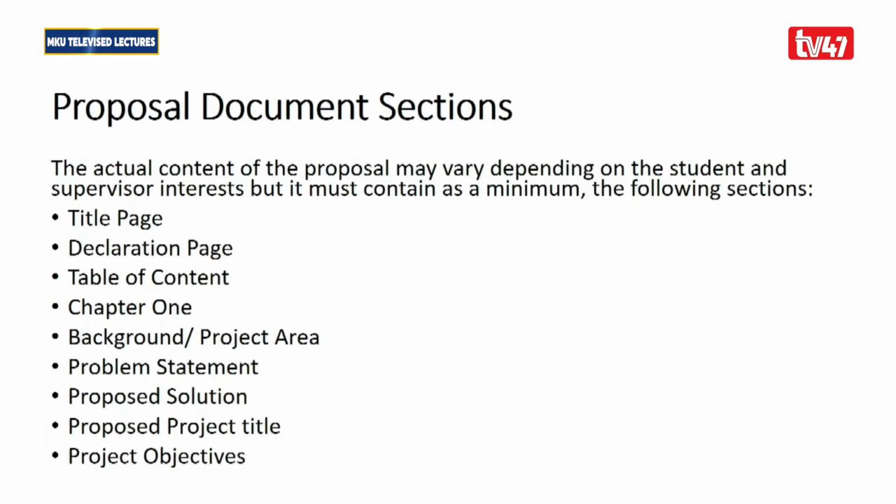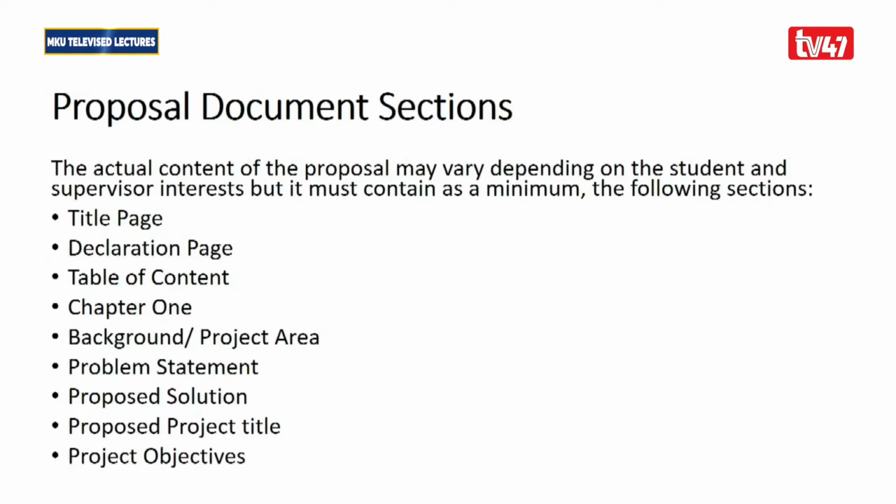Now, let's look at the proposal document main sections. Now, the actual content of the proposal may vary depending on the student's and your supervisor's interest. So, it's good to appreciate that our interests will vary. Therefore, the interest of the student and the interest of the supervisor will determine the actual content of the proposal. But at the bare minimum, the proposal should have the following sections. It should have a title page. We'll explain what should be in the title page in the next slide. It should have a declaration page. It should have a table of contents. It should have chapter 1, which will have the background or the project area. It should have the problem statement.